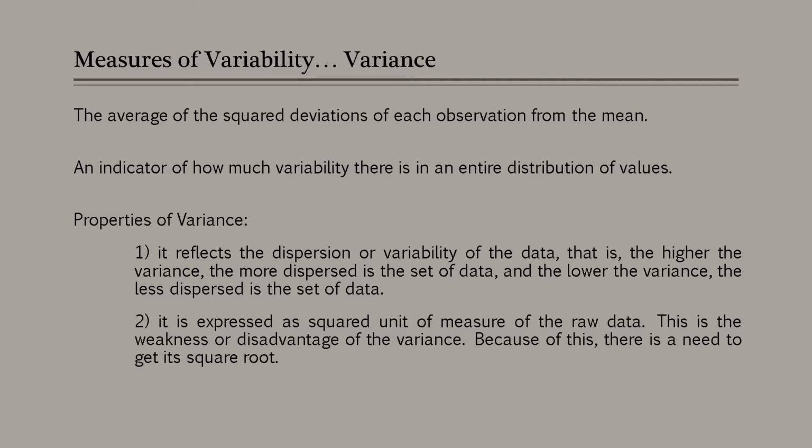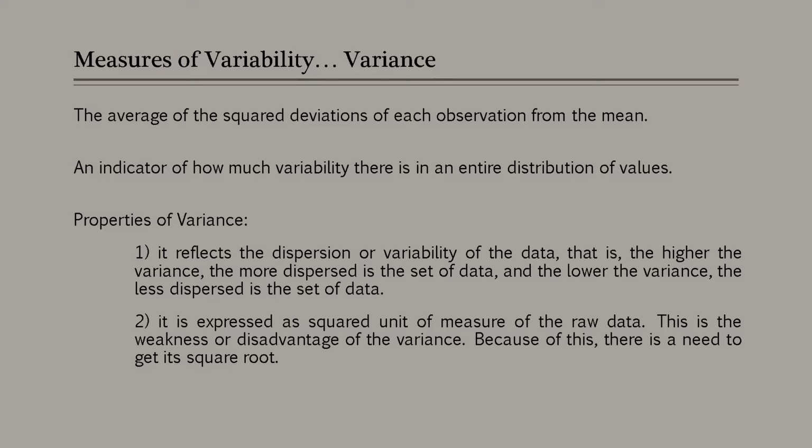Variance is the average of the squared deviations of each observation from the mean. It is an indicator of how much variability there is in an entire distribution of values. One of its properties is that it reflects the dispersion or variability of the data. That is, the higher the variance, the more dispersed is the set of data, and the lower the variance, the less dispersed is the set of data.